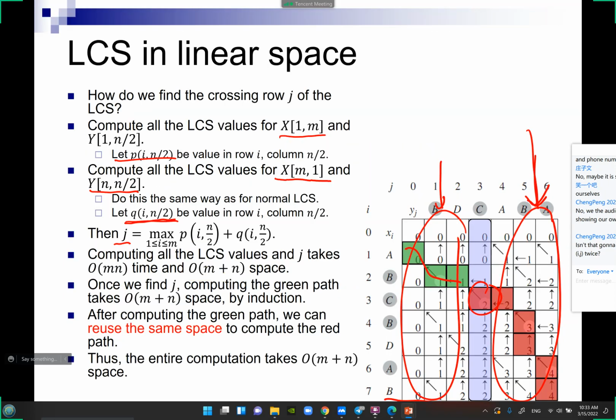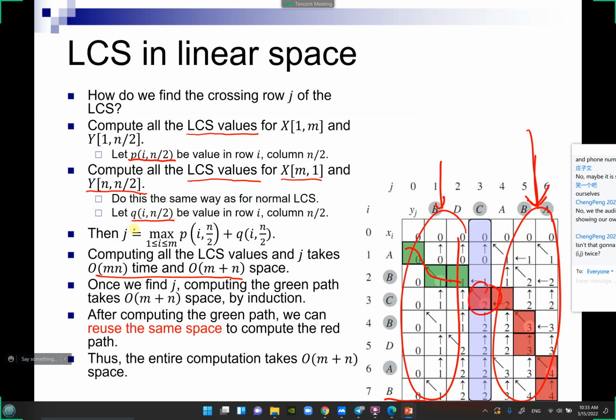So that's the entire algorithm. Let me just go over that again. First of all, we're going to compute all of these p-values. The p-values are defined as the LCS values for the string x and the first half of y. That's going to take you quadratic time and linear space. Next, you're going to compute all of these q values, which are defined as the LCS values for the reverse of string x and the reverse of the second half of y.